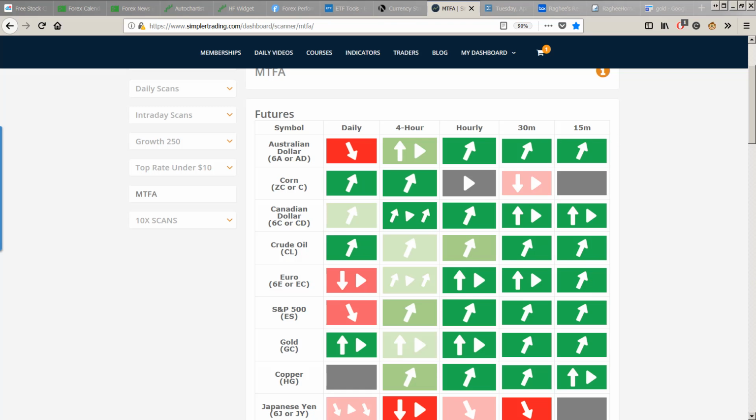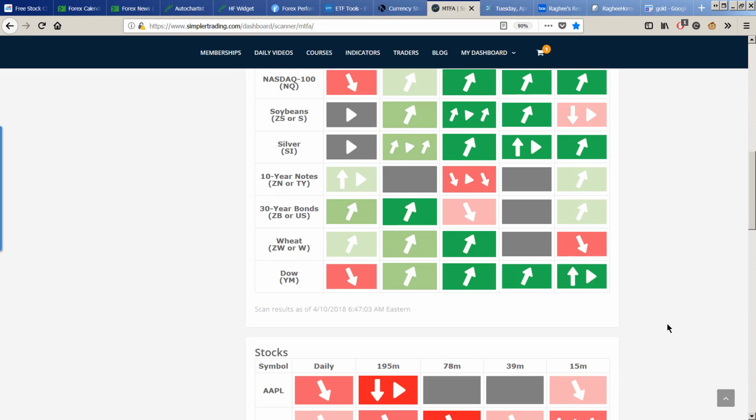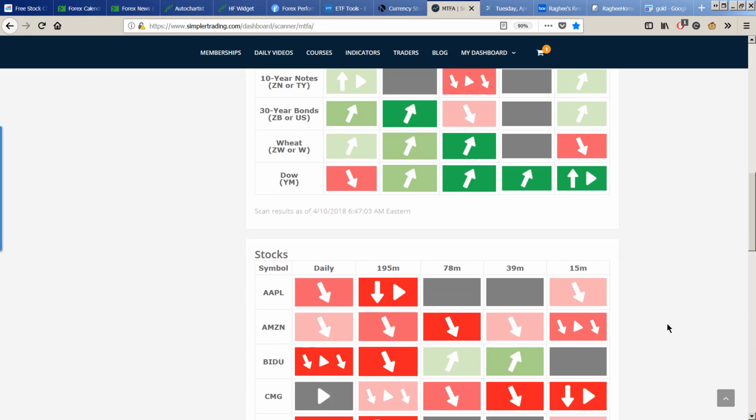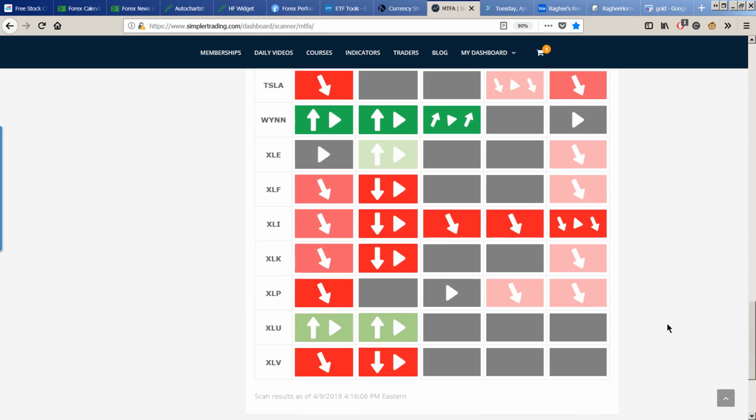The other reason I love the MTFA scanner is because I'm not only a stock and options trader and ETF trader, but I love looking at futures. And of course, I love looking at currency. So I get to cast a very wide net with the market on this particular tool, on the scanner. So let's scroll down to, for example, the ETFs.